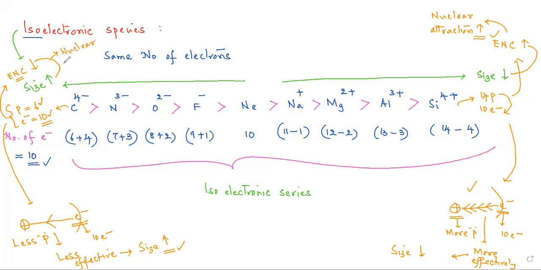In this case, nuclear attraction is less. That is the reason why, when attraction is less, size of course doesn't decrease too much. Here attraction is more, so size decreased too much. So that is the reason why silicon +4 has got the least size.